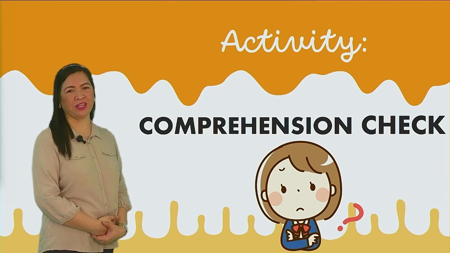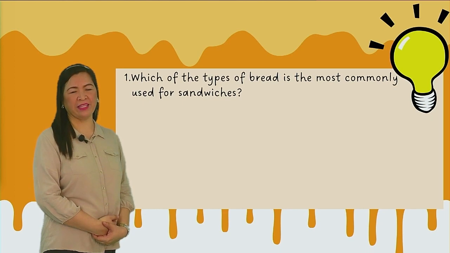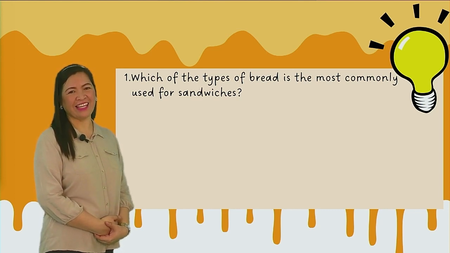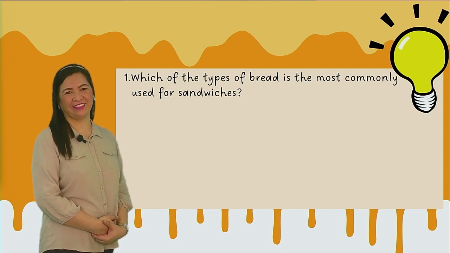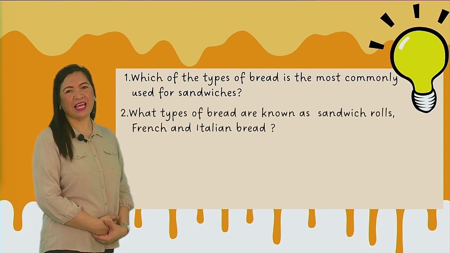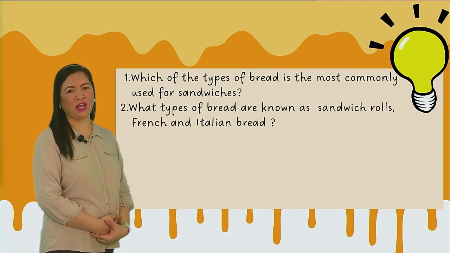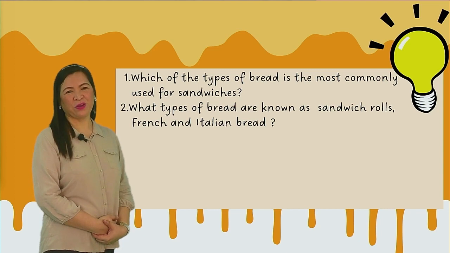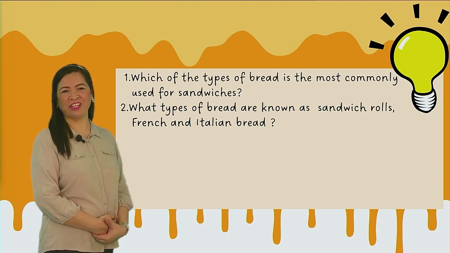Comprehension check question number one. Which of the types of bread is the most commonly used for sandwiches? Yes, it's yeast bread or loaf bread. Next, question number two. What types of bread are known as sandwich rolls, French and Italian bread? Correct, they belong to buns and rolls.